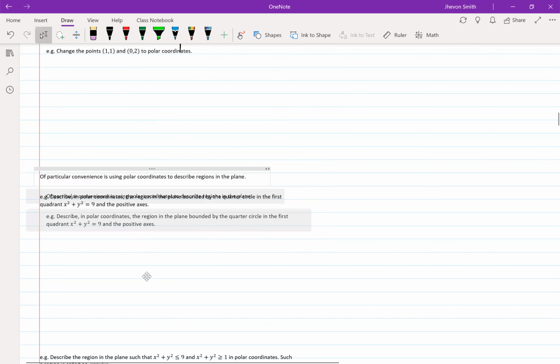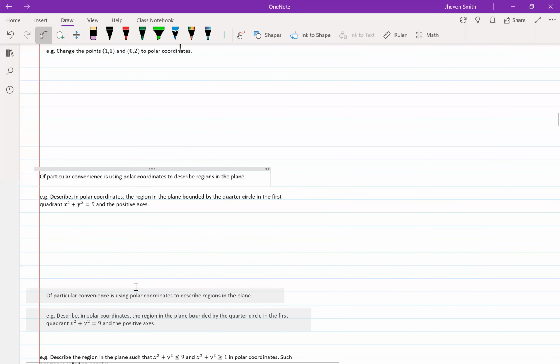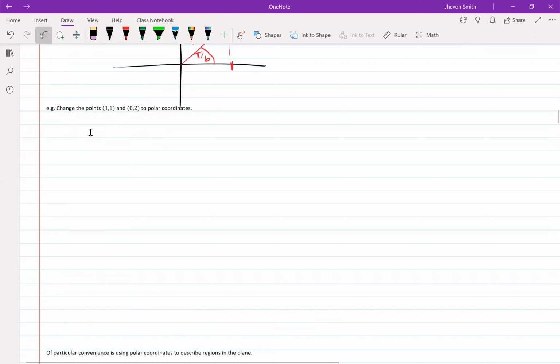We'll talk about these later. We can go the other way, and given points 1 comma 1 and 0 comma 2, normally if you don't mention it, it's going to be assumed that it's xy. Convert these to polar coordinates. So those are going to be very similar.